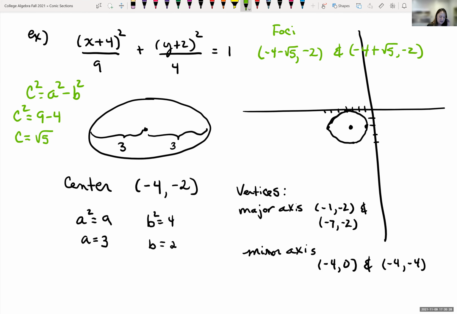And we can get those approximate so that we can graph them. So let's look at it. -4 plus root 5 gives you back about -1.8. About here. And then -4 minus root 5 gives us about -6.2. So about right here. Those would be the foci. But again, that doesn't really help me graph it.